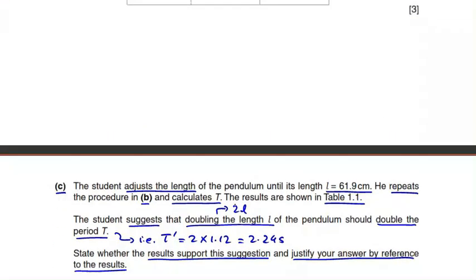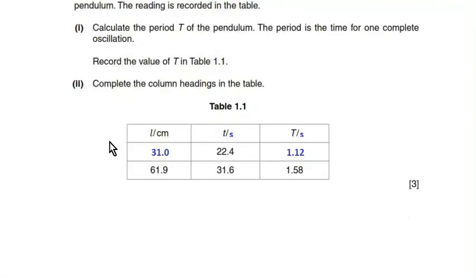Let's go back to the table one more time. Students, note that the results in the table show that when we double the length of the pendulum, the period of the pendulum also increases, but it does not double. Look students, the actual value of the period of the pendulum when its length is doubled is 1.58 seconds, whereas the value suggested by the student is 2.24 seconds.